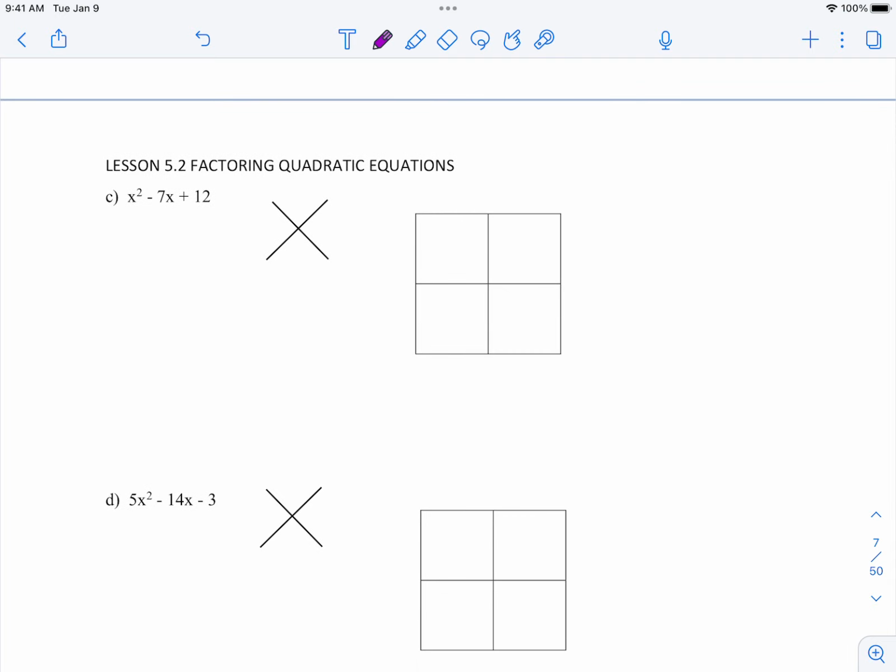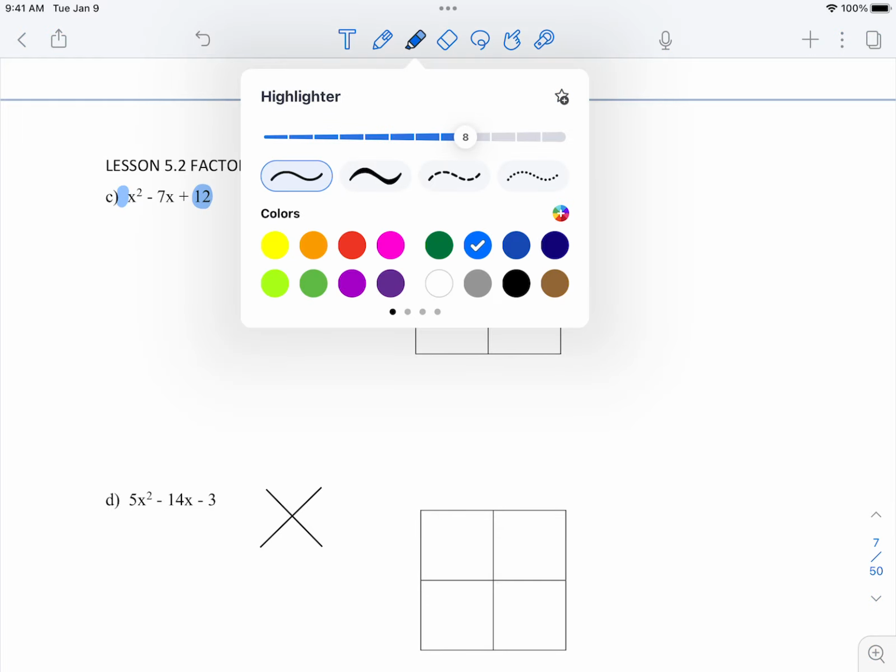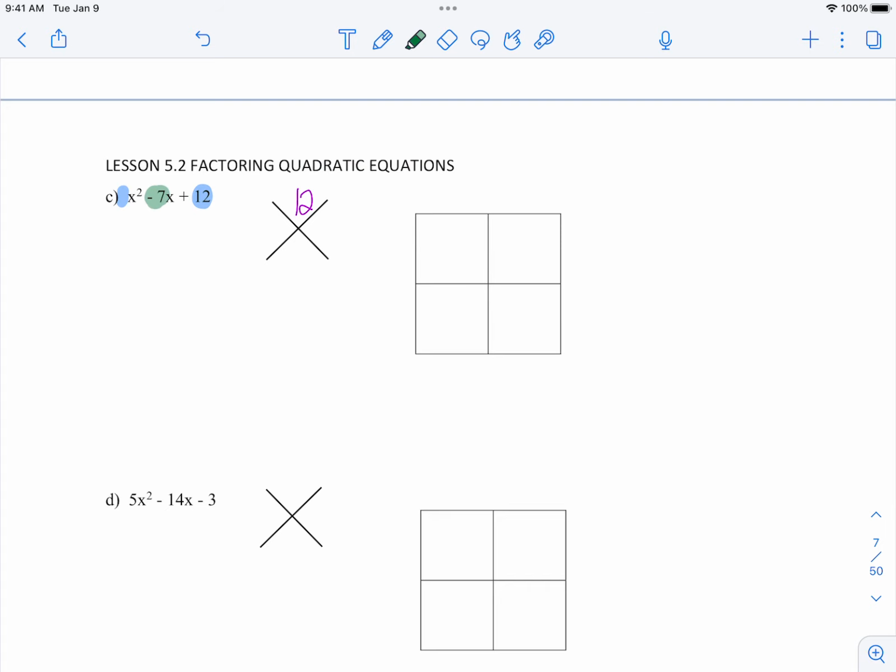Here we have x squared minus 7x plus 12. So again, first we're going to place our a times c. Well, this is just 1 times 12, so it's going to be 12. Then we're going to put our b at the bottom of the diamond, negative 7. Numbers that multiply to 12 that add up to negative 7 are negative 3 and negative 4. So let's place everything in the box.